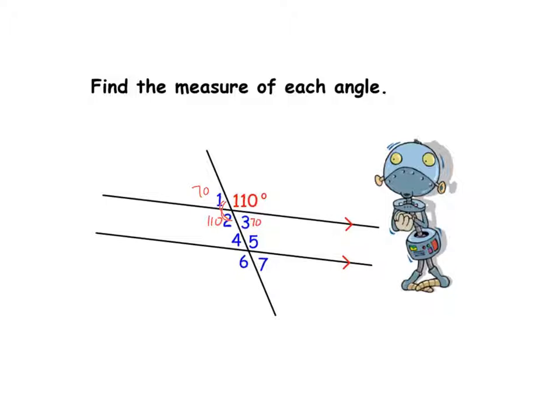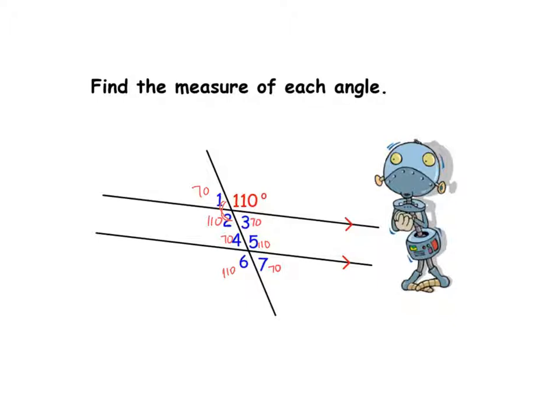Now we can use our skills from today, those special angle pairs. If I look at angles 3 and 4, those are alternate interior angles. So I know that 4 has to be 70 as well. And then I can go to my vertical angles again. So angle 7 has to be 70. Which leaves my linear pairs to determine that angle 5 and angle 6 are 110.